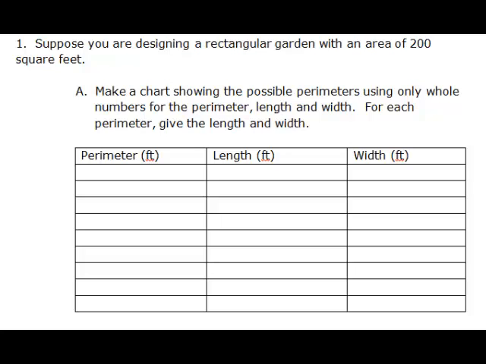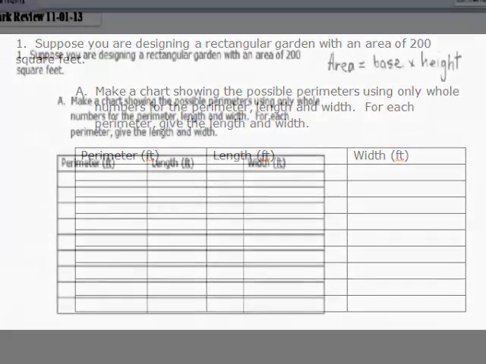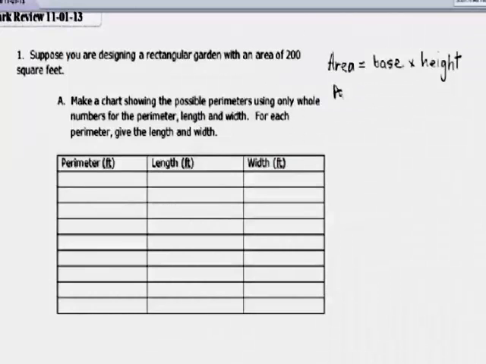Okay, in this example, they tell you that the area is equal to 200 square feet. So here they want you to make a chart of all the possible perimeters. Remember that perimeter is when you add all the sides together.